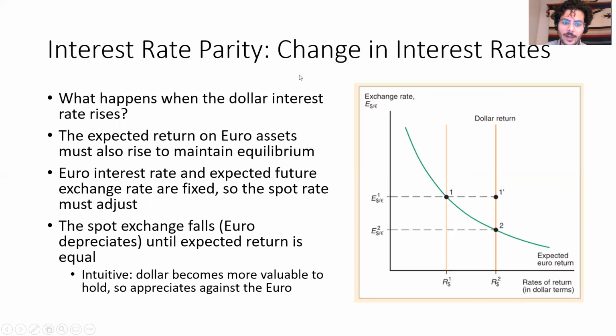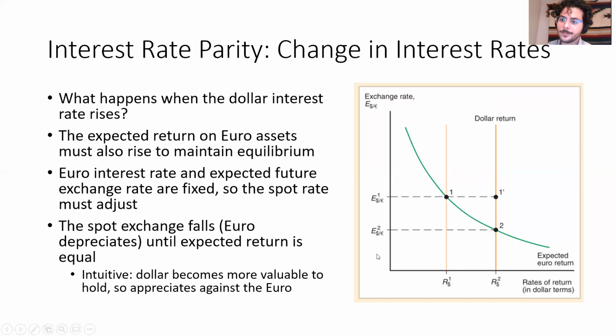So let's look at what happens graphically when the dollar interest rate rises from R1 to R2. Interest rate parity says that the expected return on euro assets must also rise in order to maintain equilibrium. So the return of holding a dollar asset is increased, and we need the return of a euro asset to increase as well to maintain interest rate parity. So if we assume that the euro interest rate is fixed and the expected future exchange rate is also fixed, then the spot rate is going to have to change.